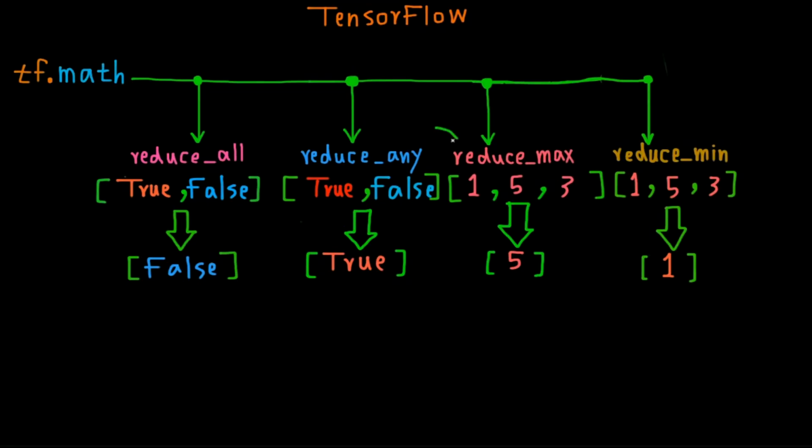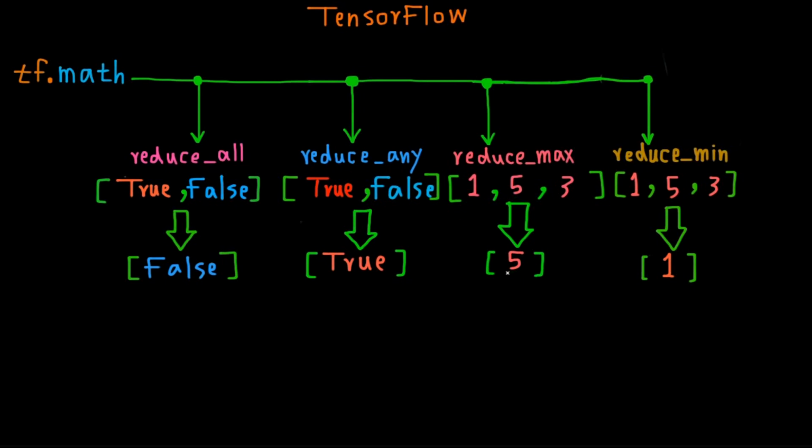Now let's take the reduce_max function. This function computes the maximum of elements across dimensions of a tensor. Let's say we have this one-dimensional tensor with 3 elements in it. Here's the first one, which is 1, the second one 5, and the last one 3. When we apply the reduce_max function on this tensor, the result equals 5, which is the maximum number in this one-dimensional tensor.